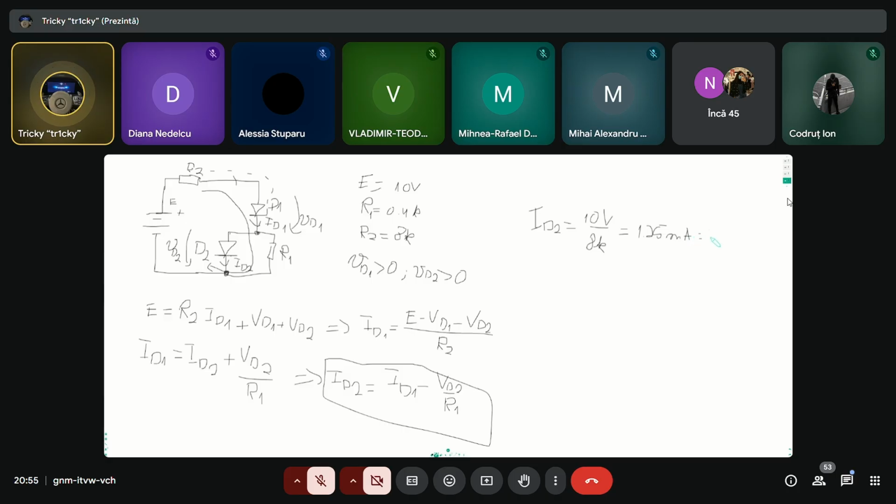And this is also equal to ID1, and like this we can calculate our first VDs, which are actually going to be equal. So since their currents are equal, we'll just write it directly.